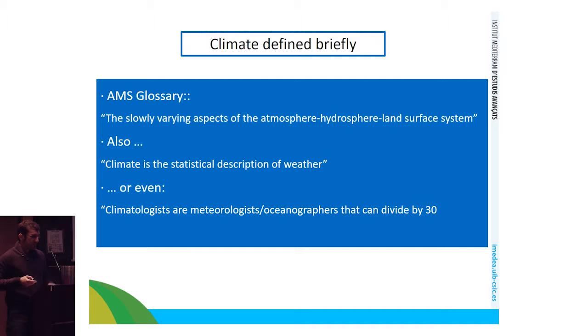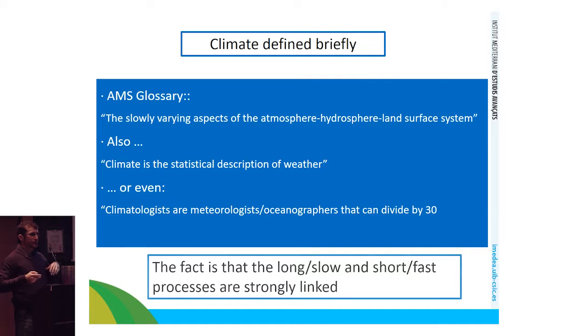But the fact is that things cannot be separated. If we want to produce good climate simulations, we have to focus also on the fast and short scale processes, because they have an influence on the long scales and the other way around. So most of what I'm going to talk about here can apply either to climate simulations or to operational systems at basin scale.